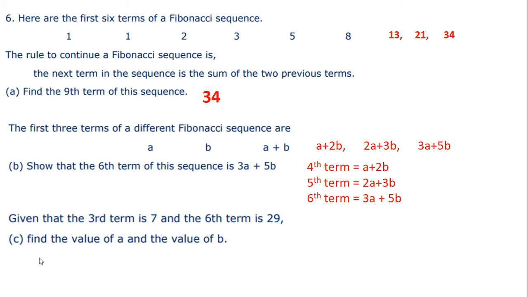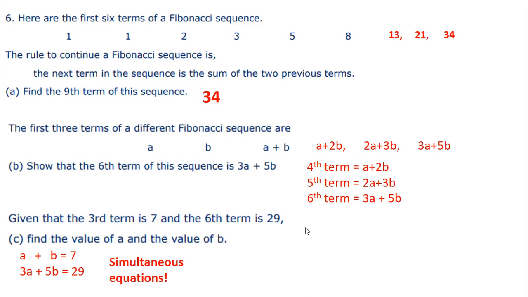For part C, we're still working with this sequence here. We've been told that the third term is 7 and the sixth term is 29. So the third term was called a plus b, and the sixth term is 3a plus 5b. So I can write a plus b is 7 and 3a plus 5b is 29 from this information. We're now dealing with simultaneous equations.